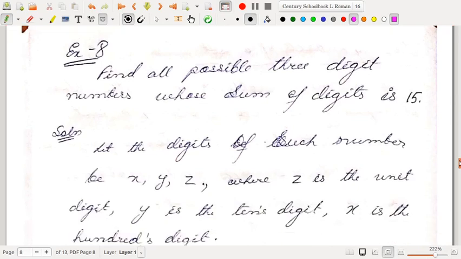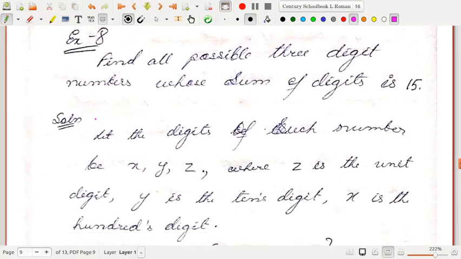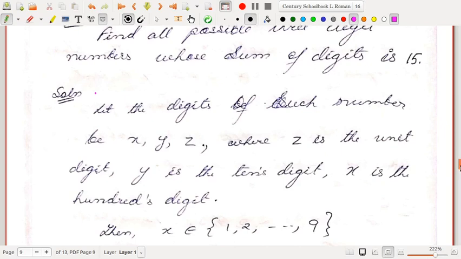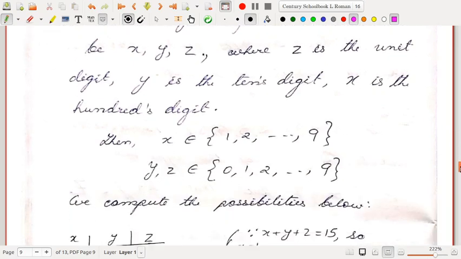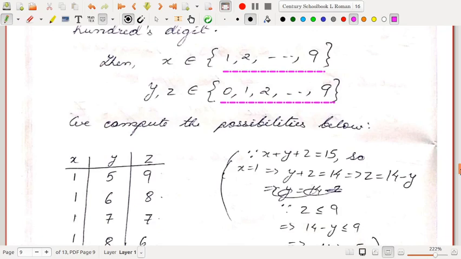Now let us try a little bit difficult problem. Find all possible 3-digit numbers whose sum of the digits is 15. Okay. So let the digits of such a number be x, y and z, where z is the unit digit, y is the tens digit, x is the hundreds digit. Okay. Since it is a 3-digit number, x will belong to 1 up to 9. x cannot be 0. y and z can be 0 also, no problem. So y and z belong to 0, 1 up to 9. Okay, because they are digits, they cannot be more than 9.